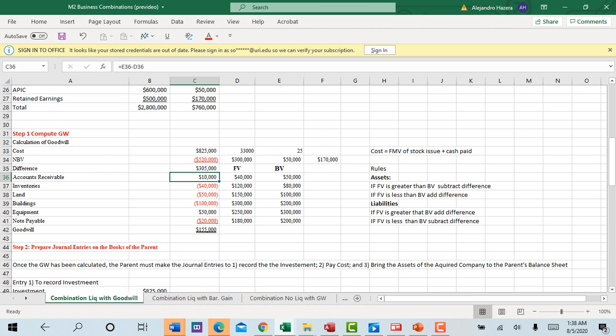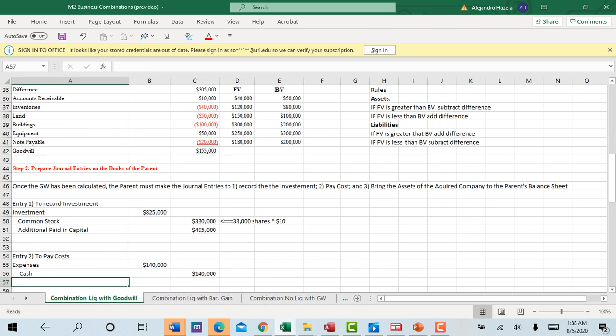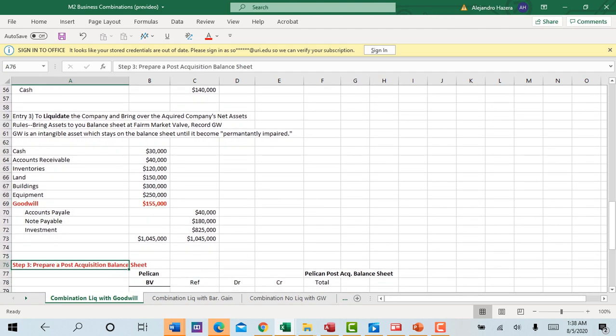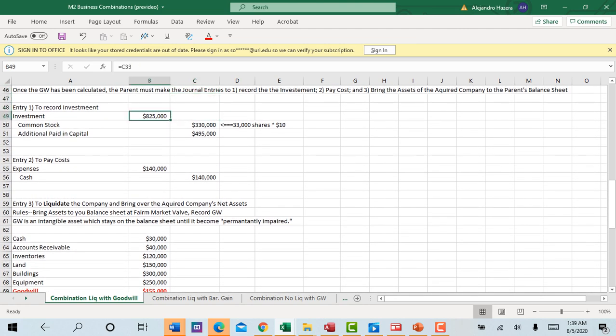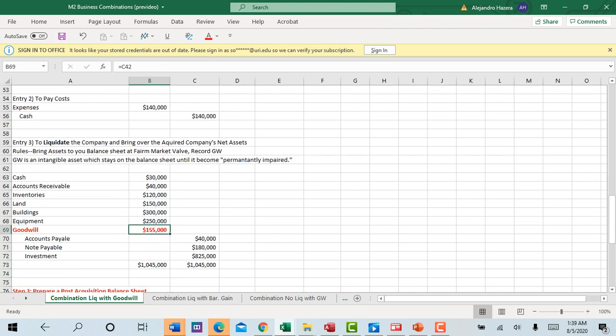The entry that I'm going to make here is very similar to entry number 3 that I made in the original example, so you can compare the two examples. They're basically the same. I'm going to bring all the assets over at their fair market values, and I'm going to write off the investment to make it 0. The big difference is that goodwill was a plug, basically. Here the difference is going to be on the credit side because we have a gain, and that gain is then closed to retained earnings like any gain would be.